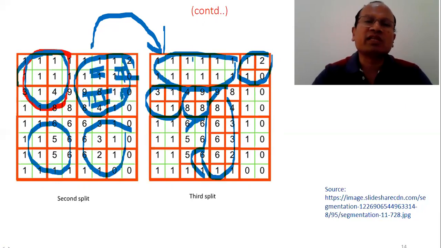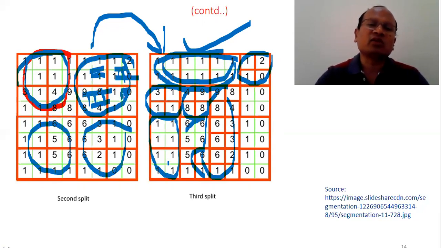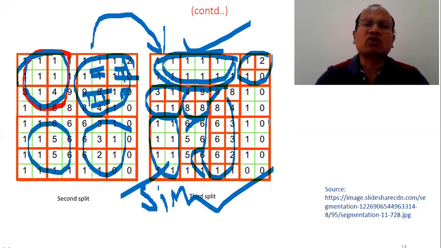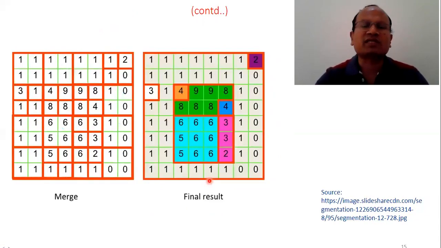I already told you, there is no split possible because similarity already exists. See here, there is similarity. If similarity is there, there is no scope for checking it further. Here also you can see 1 0 1 0 1 0 1 0 1 0. Similarity exists, so we are not dividing it. All right, let's go to the next slide.